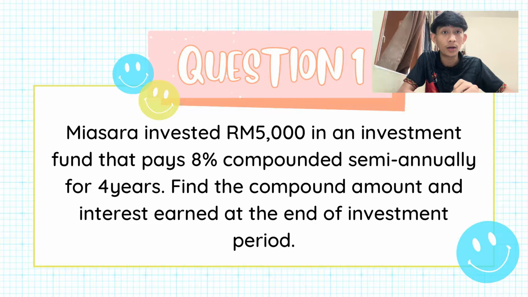I will explain set 1 question 1. The question is, Niasara invests 5,000 in an investment fund that pays 8% compounded semi-annually for 4 years. Find the compound amount and interest earned at the end of the investment period.